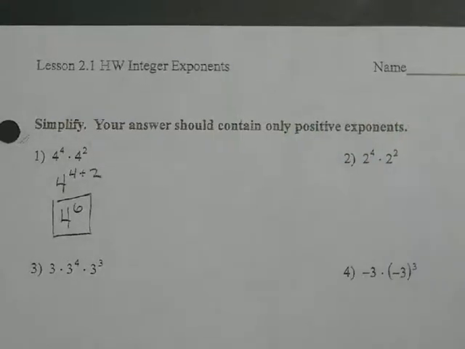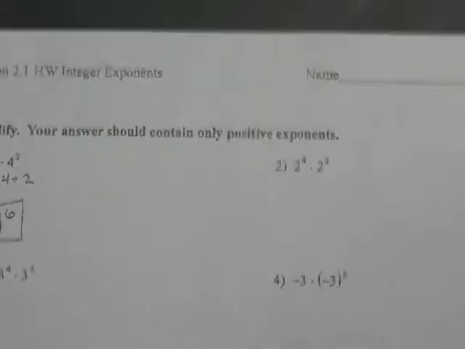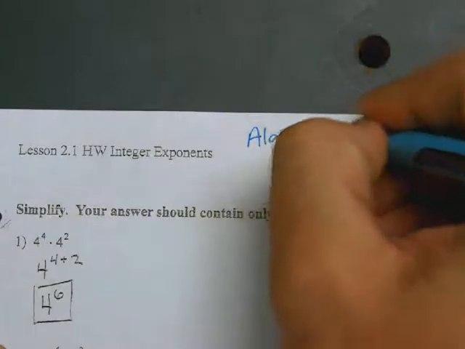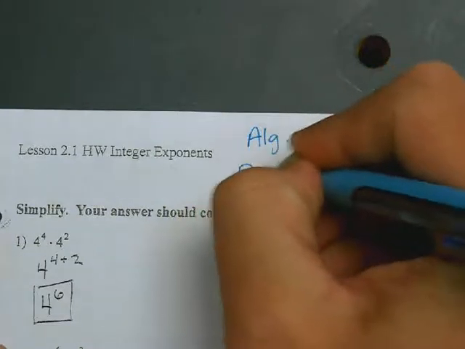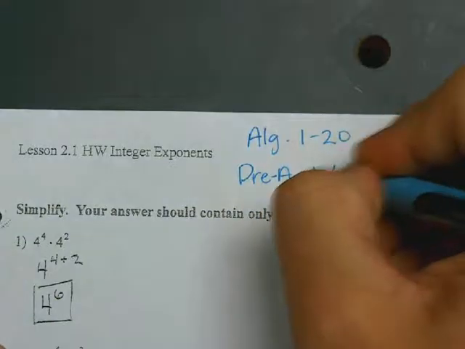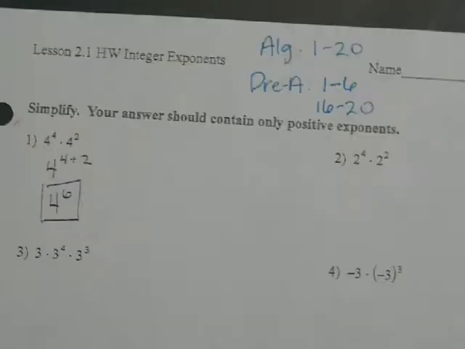So let's jump right into this. We assigned algebra class 1 through 20 tonight on this. The pre-algebra class has 1 through 6 and 16 through 20. Okay, so I'm going to work a couple of these just so you can get some examples.